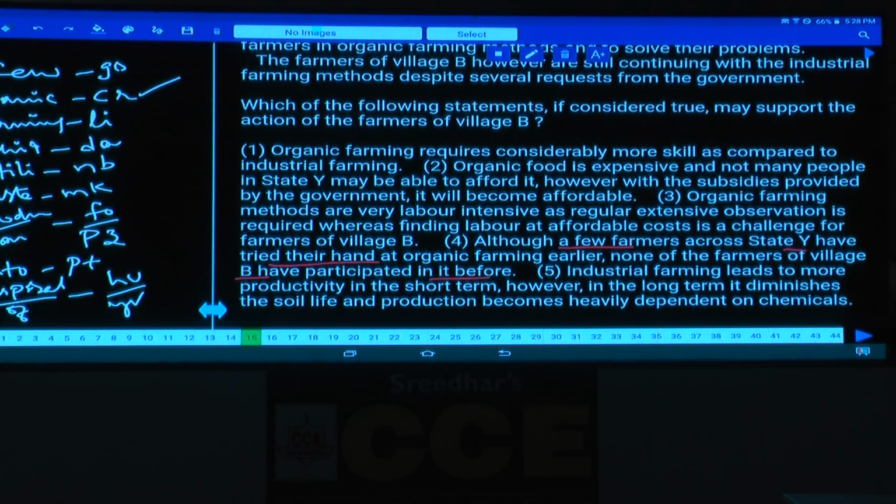Fifth one, industrial farming leads to more productivity in the short term. However, in the long term, it diminishes the soil life and production becomes heavily dependent. Is this supporting or against? It is against the reason. If this is the case, these farmers must convert to organic farming. Hence, this cannot be the reason at all. The fifth one counters or contradicts the above statement. Hence, only 3 is the answer, 15.